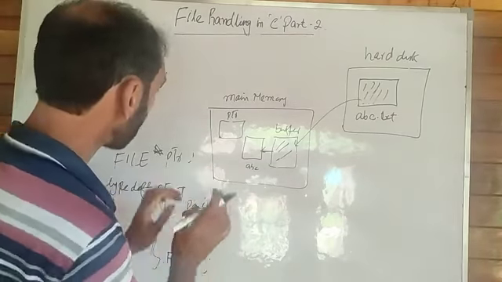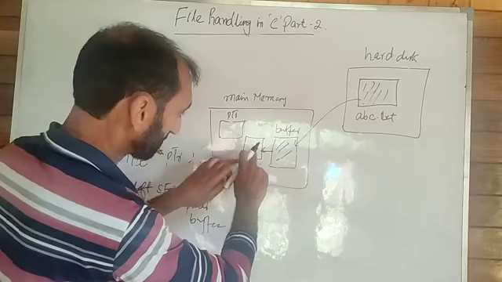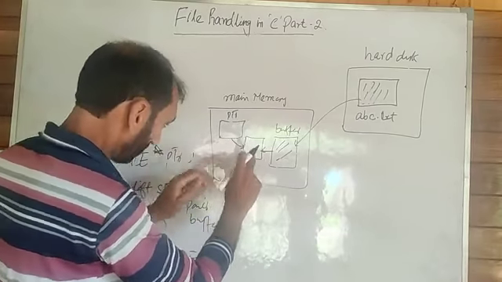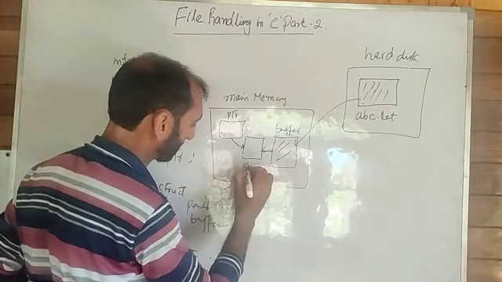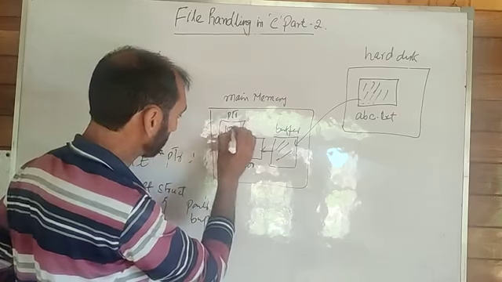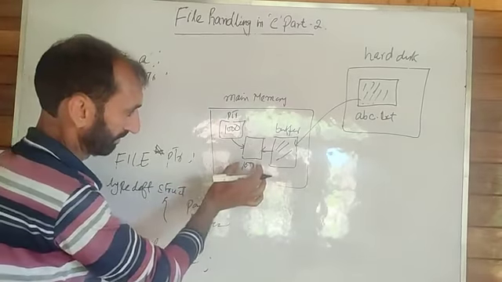Here I can say that this is a variable, and for example, the address of this variable is 1000. Now this ptr contains the address of this variable.